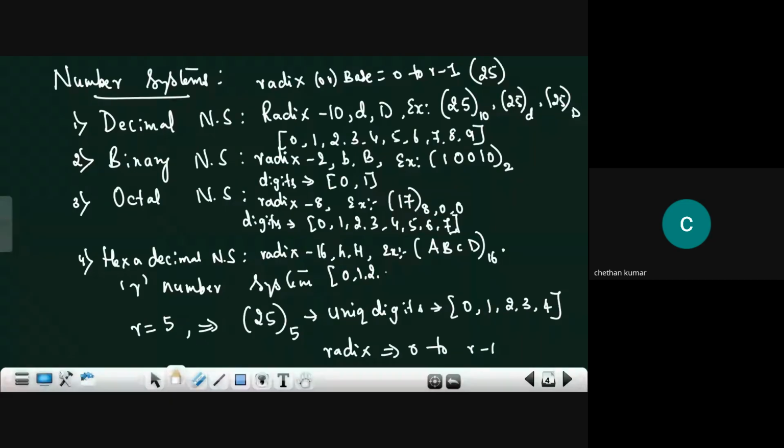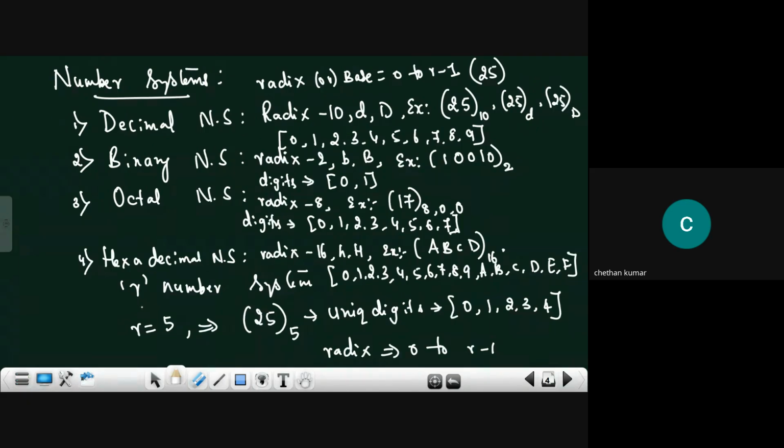0, 1, 2, 3, 4, 5, 6, 7, 8, 9. After 9, A, B, C, D, E, and F. After F, 10, again 11, 12, 13, 14, 15, 16, 17, 18, 19. Then 1A, 1B, 1C, 1D, 1E, 1F. Then 20. If it is an R number system or X number system, do you know how to write the unique digits of the R number system?